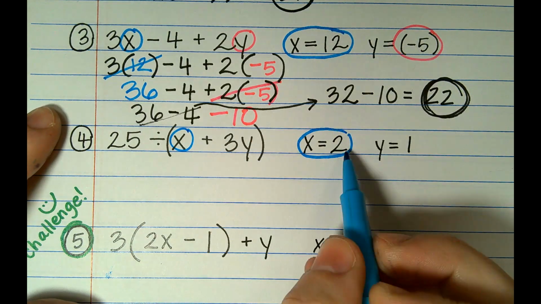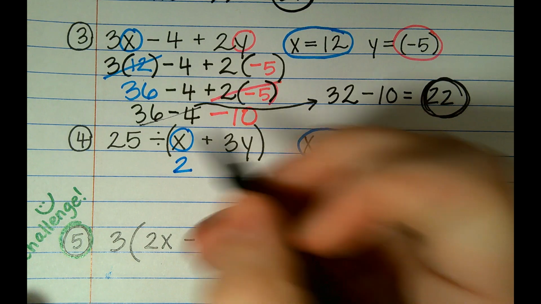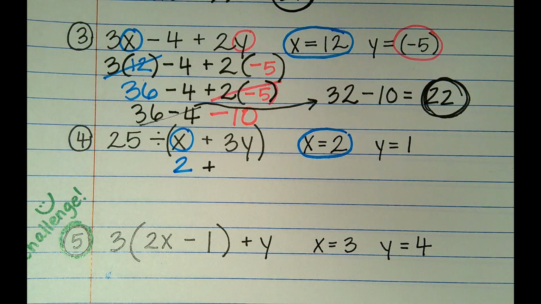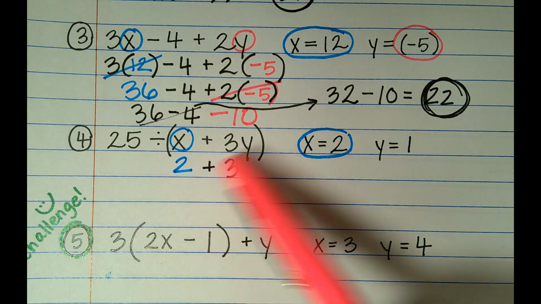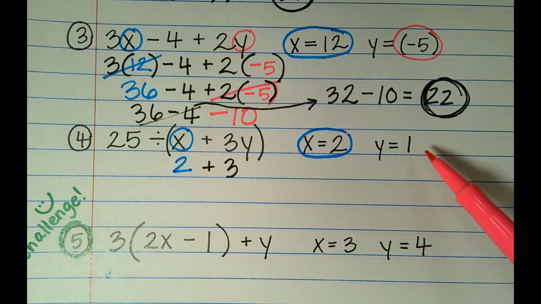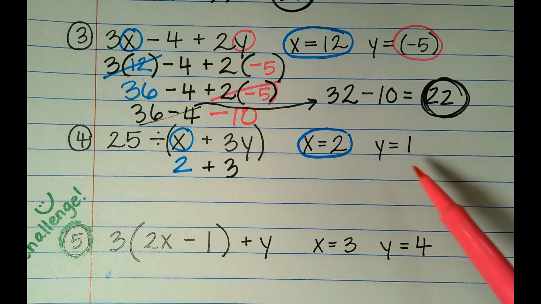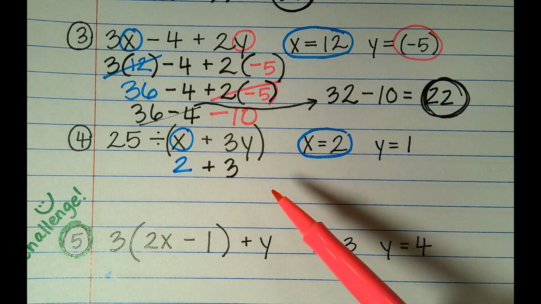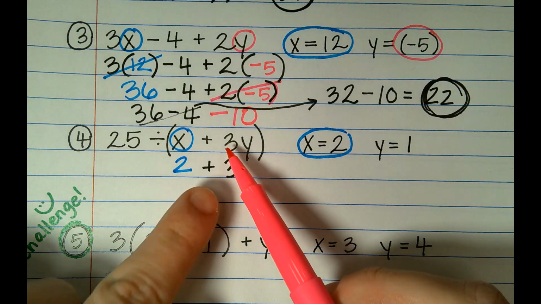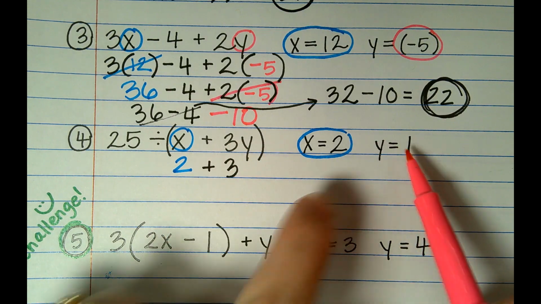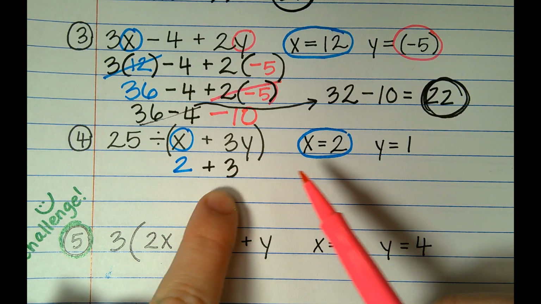So let's replace the x with 2 plus, I have 3 times y. What's y? 1. Whenever I have a variable that's 1, do I really need to write it in? Why not? It's going to be the same. 3 times y is 1. Now it's going to be 3 times 1. Is that going to change my number at all? No, it's going to stay 3.